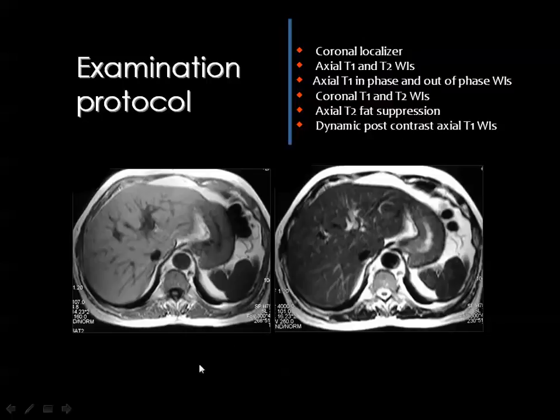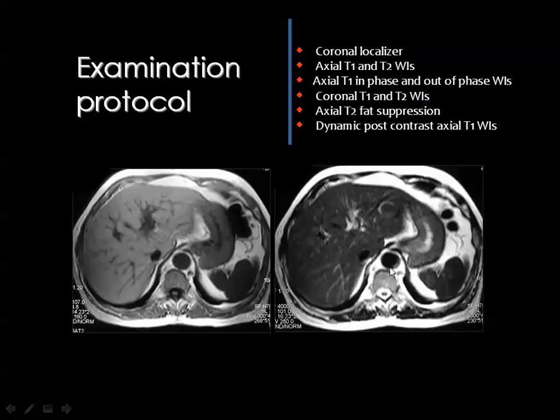These are the sections in the abdomen, and this is a T1 weighted image. You see the fluid is black, and this is a T2 weighted image. The fluid is bright, and you can see that the liver is relatively bright in the T1 and relatively dark in the T2 weighted image, while the spleen is somewhat of similar signal intensity.